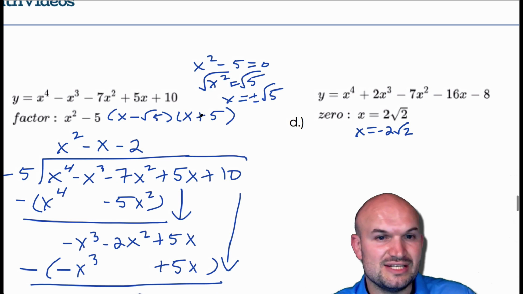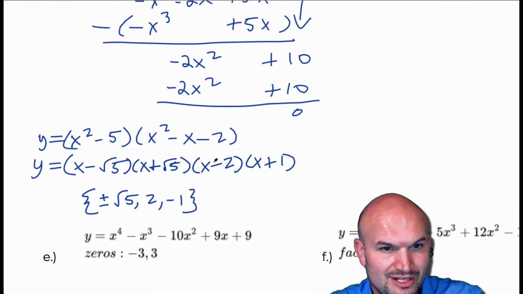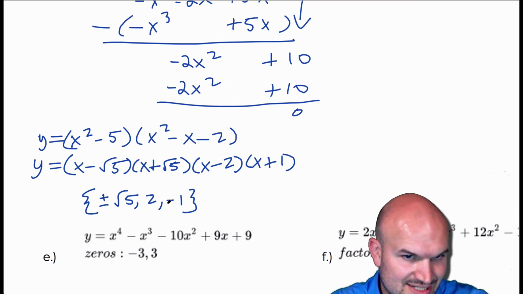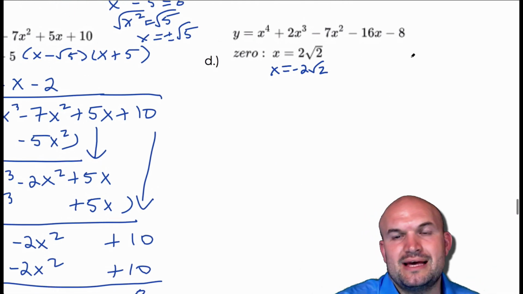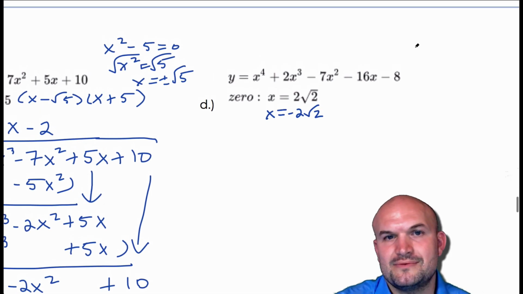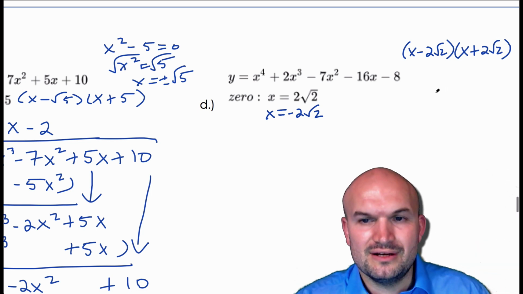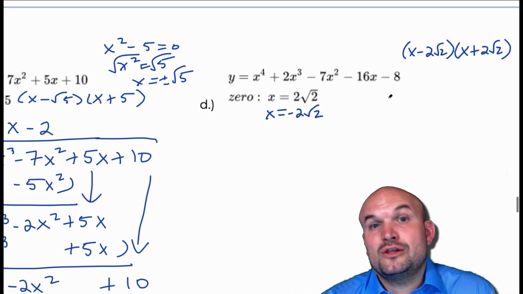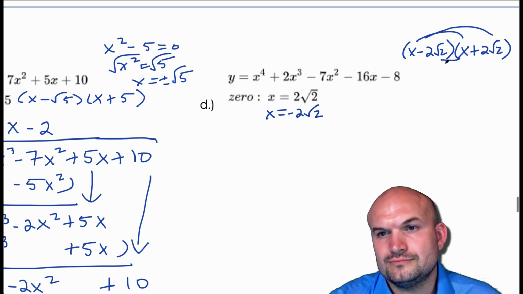Just as we can write factors as zeros, we can write zeros as factors. So we practice that with writing the equation. What that means is I can rewrite this as x minus 2 square root of 2 times x plus 2 square root of 2. And if I can use a factor, then I can use long division instead of synthetic division. So let's do a little multiplication here.